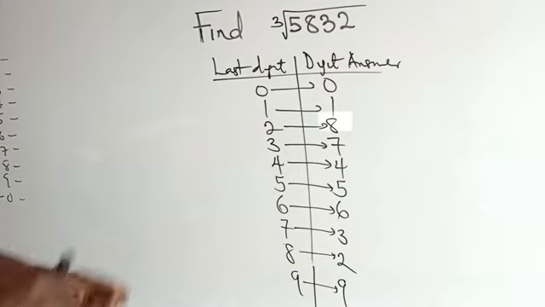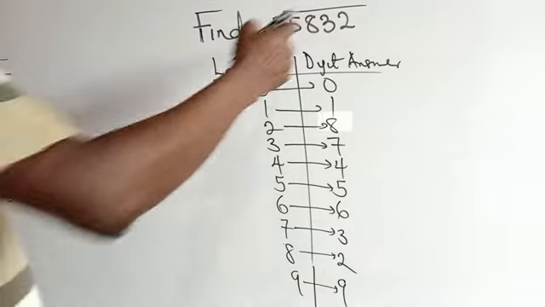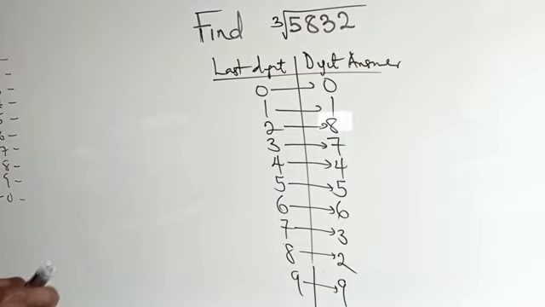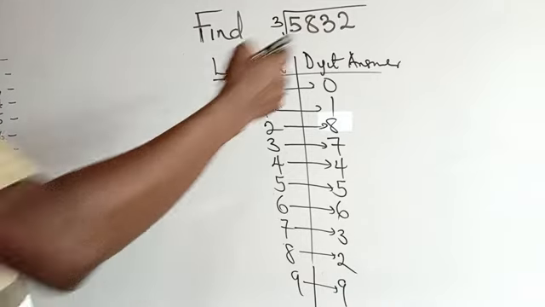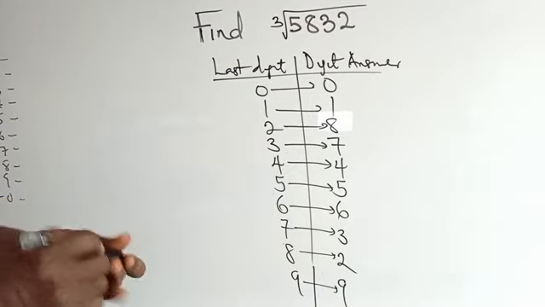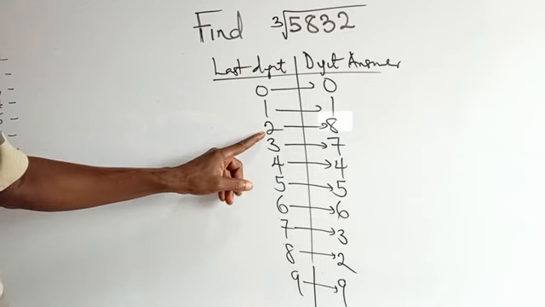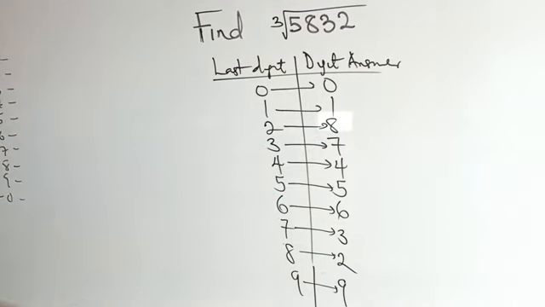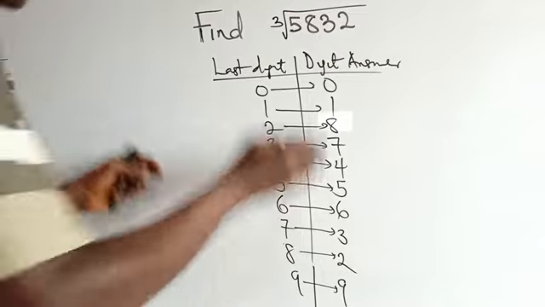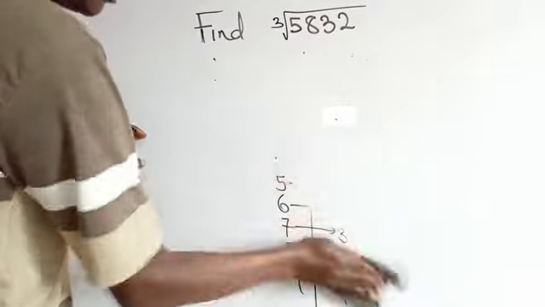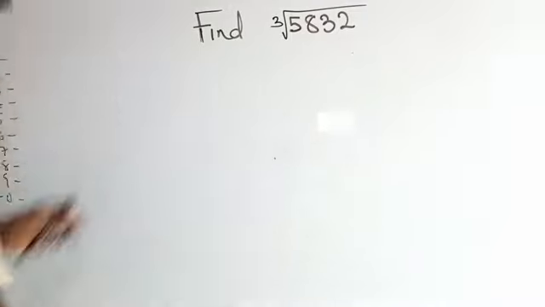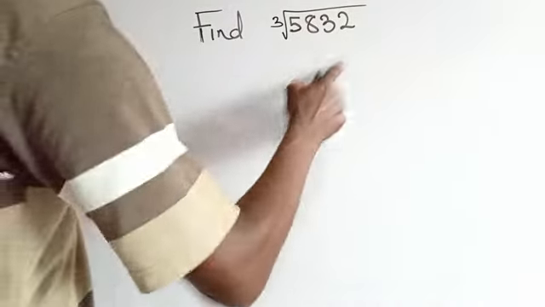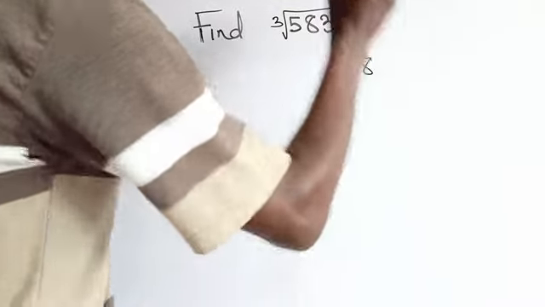Having known this, our given number 5,832 ends in what? 2. That means our answer will end in what? If the last digit given is 2, your answer will end in 8. Let's continue. Having known that, our guess is that our answer will end in 8.